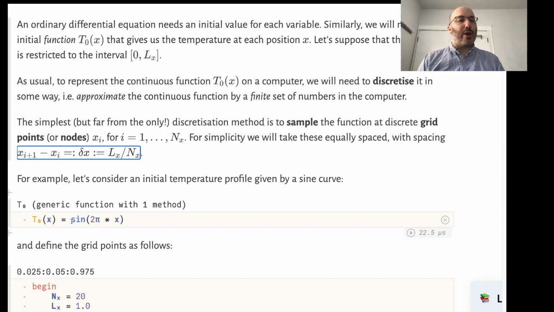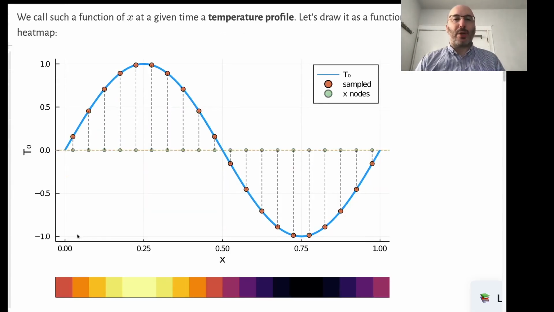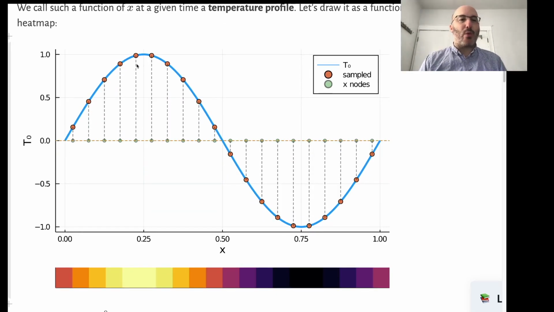Throughout this notebook, we're going to use a temperature profile given by a sine wave. Let's define the grid points as we said just now. But there's a small wrinkle. Let's look at a picture of this. So here's my sine wave in blue, this blue continuous curve. And I've chosen some number of grid points, which are these green dots on the y-axis. And so at each of those points, I'm sampling the function. In other words, I'm just evaluating the function at that point. And that gives me this sequence of points that approximate the curve.